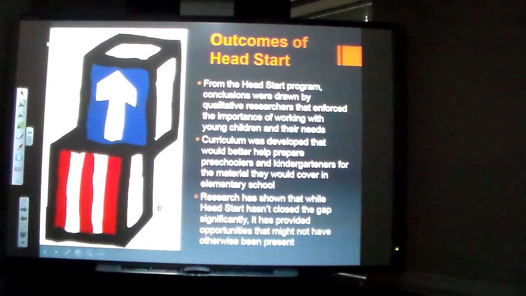Head Start really had this idea that we wanted to give preschoolers and kindergartners the same material they would cover in elementary school. And we just wanted to drill them with it, give them repetition. And then by the time they got to school, they'd be caught up. It's provided opportunities. It has not closed the gap significantly, but it's helped kids with curriculum and also with social needs as well.